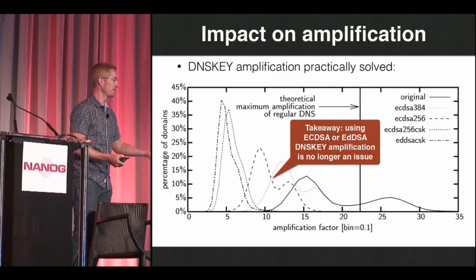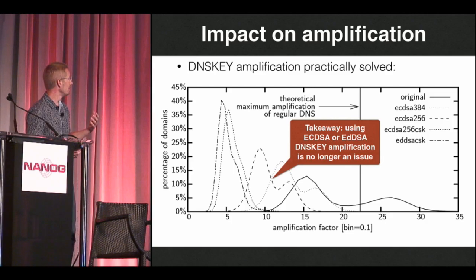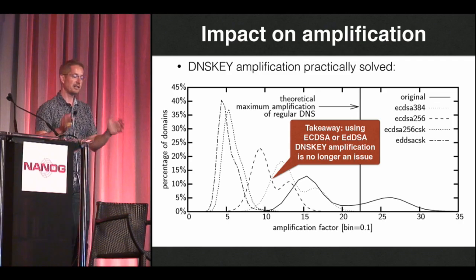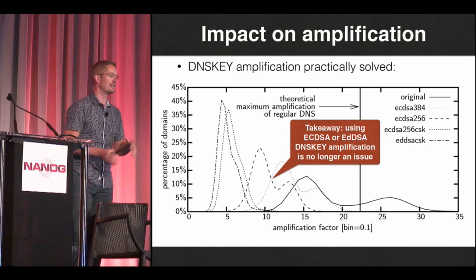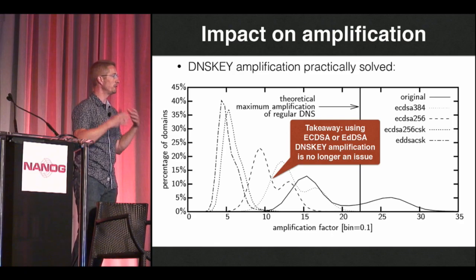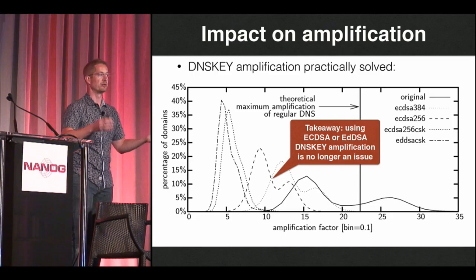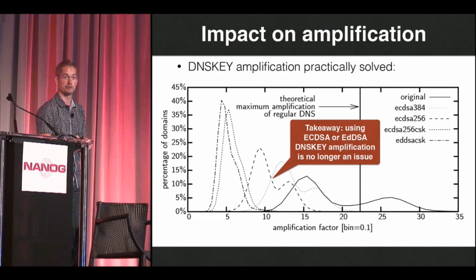If you look at the amplification that you could achieve with DNS key responses, as I said, ANY we can block, DNS key we need to do DNSSEC, then the takeaway is that if you switch to ECDSA or EdDSA, then DNS key amplification is no longer a big issue, because you cannot achieve more amplification with DNS key responses for this algorithm than you could with a classic 512-byte DNS packet. And I think that's good news.